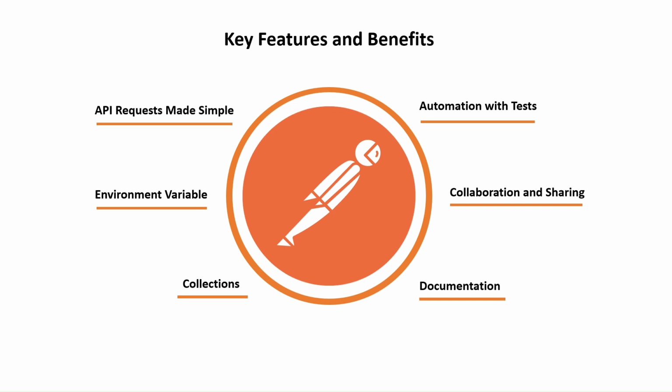Environment variables. In development, staging, or production environments, we're often using the same API. Postman allows you to use variables to switch seamlessly between these setups, saving you time and avoiding errors. Collections. Not only does it make the APIs easy to manage and share, it is highly useful for testing and suites. Automation with tests. Add scripts to automate tasks like validating responses, checking status codes, or ensuring specific data is returned.